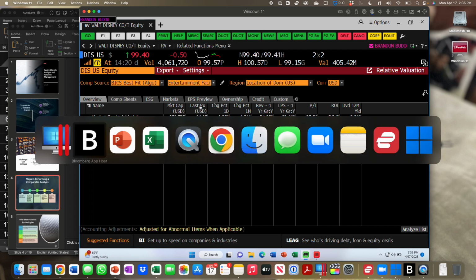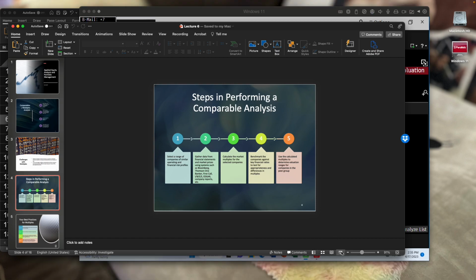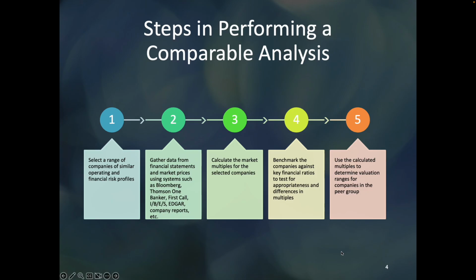Back to our process. 5 steps. Number 1, figure out your peer groups. Number 2, get your data. And we're going to use forward data, not historical data. That's why you need Bloomberg. The reason why we're using forward data is forward multiples are more predictive of valuations because it's about future cash flows. Number 3, calculate the multiples based on the forward data.